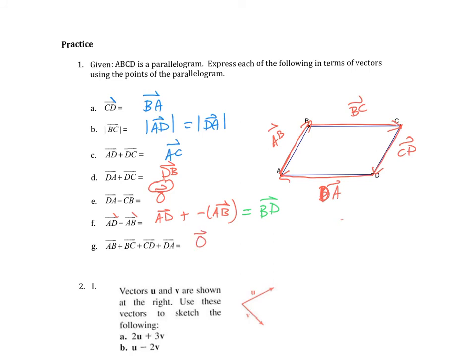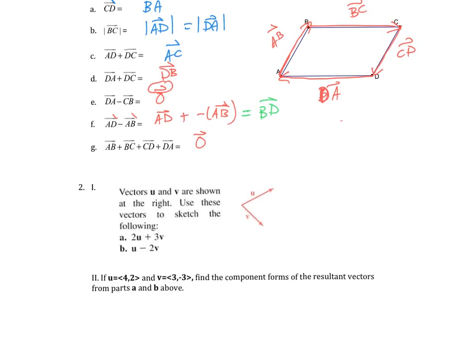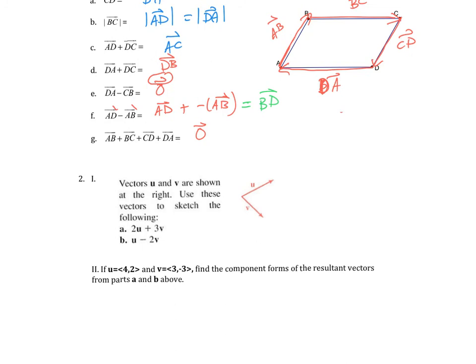All right, let's take a look at number 2. Vectors U and V are shown at the right. Use these vectors to sketch the following. So we want to do letter A. So that's 2U plus 3V.